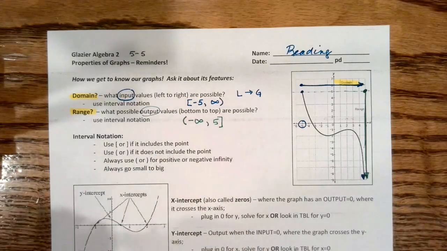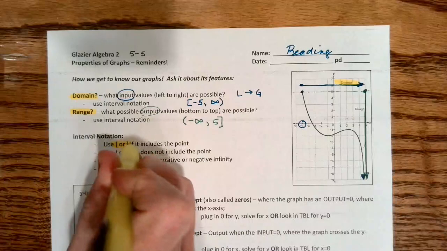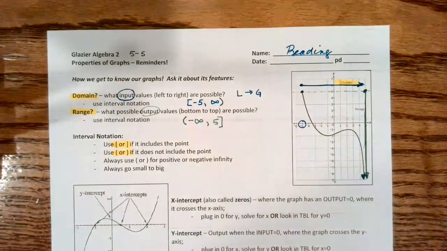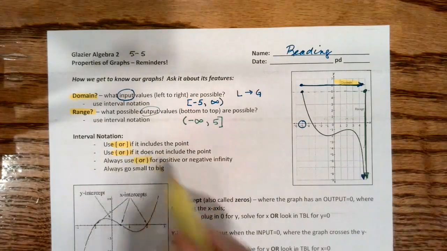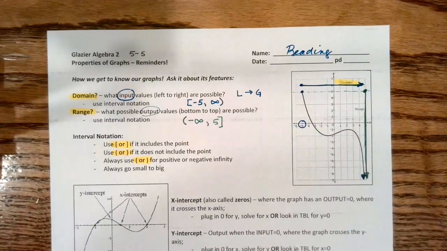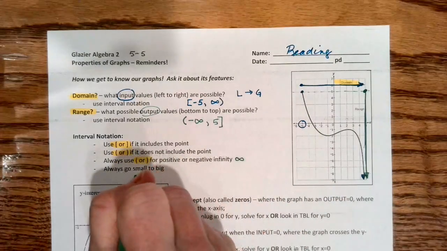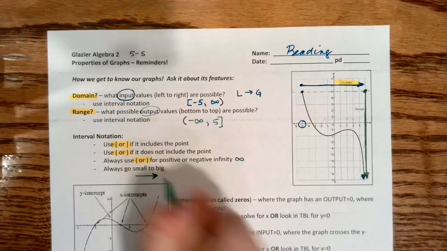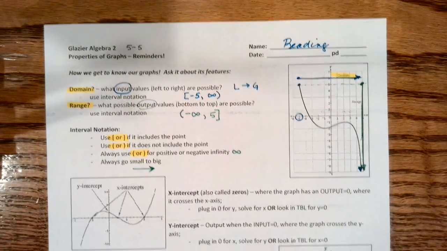Remember, with interval notation, there's a difference between including the value and not including the value. You always want to use your parentheses when you're dealing with infinity. And you always list from small to large. It's a shortcut, so we need to know how to read it. All right, let's talk about these next notes.